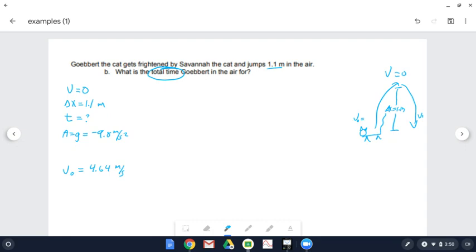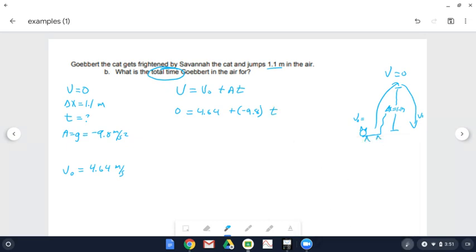Now, the first equation has delta x is equal to v naught t plus 1/2 at squared. And because t would be squared, this actually becomes quadratic, so it becomes extremely messy to solve. So I would recommend using this second equation: v is equal to v naught plus at. Then I'm going to go ahead and use my entire list here. My final velocity is 0. Initial velocity 4.64 plus my acceleration of negative 9.8, and time is what we don't know.